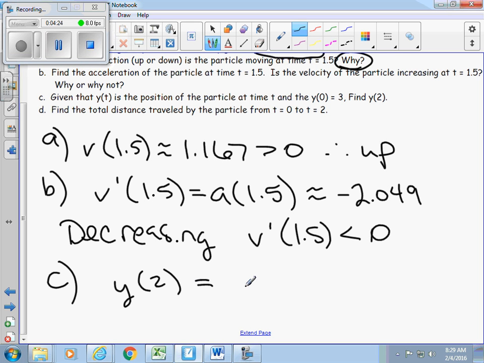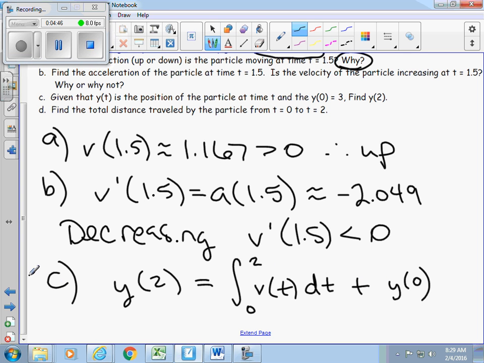You would type, I want to find y of 2. So what would y of 2 be? Integral from 0 to 2, plus, t V of t, plus 2, or plus y of 0.